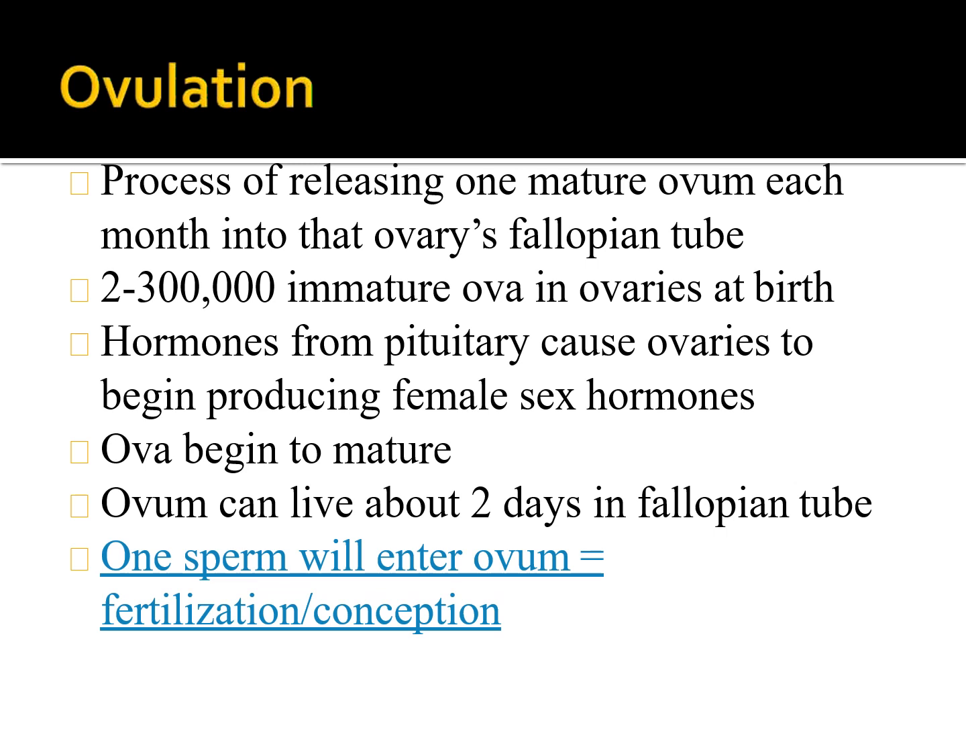I have told you that one of the main functions of the ovary is ovulation. It releases one mature ovum and it will enter into the fallopian tube. Around 2 to 3 lakhs of immature ova will be there in the ovary at the time of birth. Hormones from the pituitary gland make the ovaries produce female sex hormones, and these ova will start to mature and it will release one ovum per month from the time of puberty onwards.